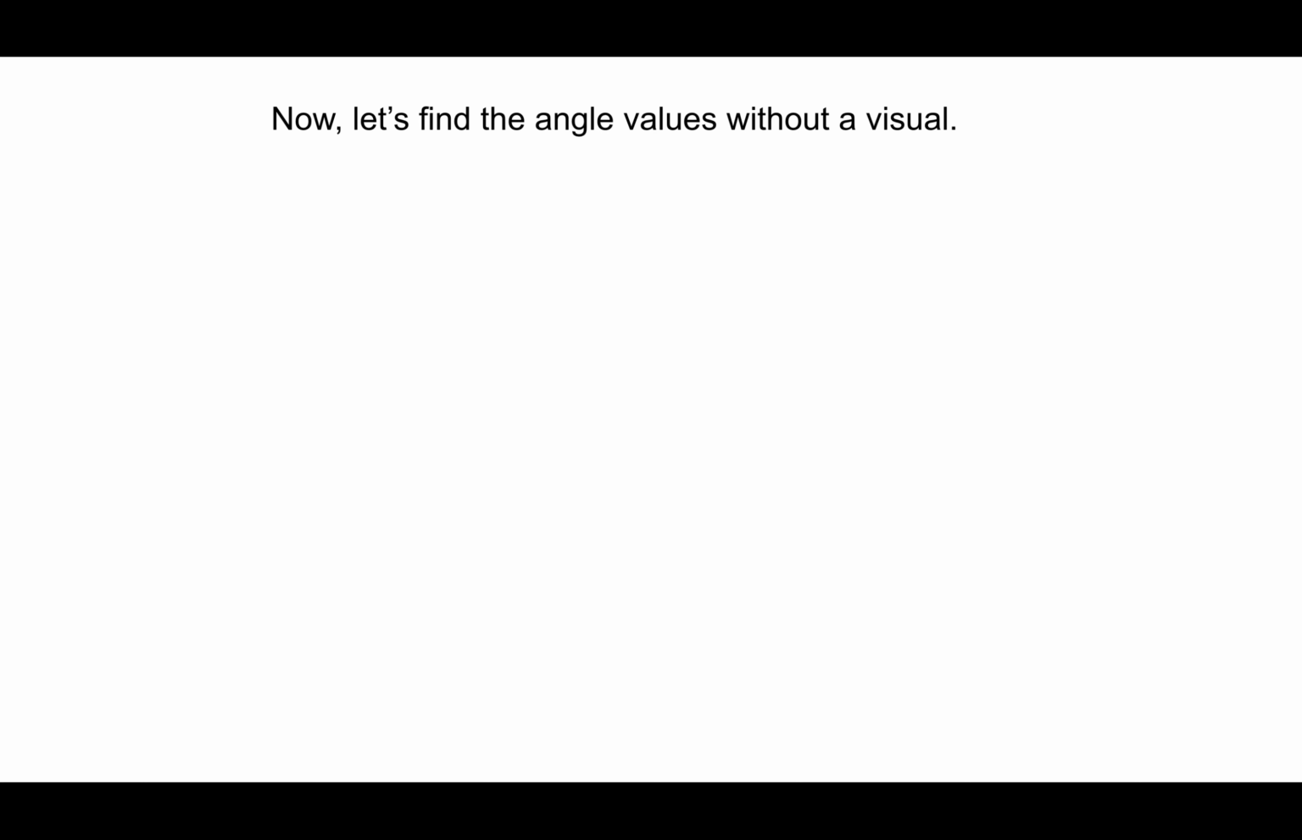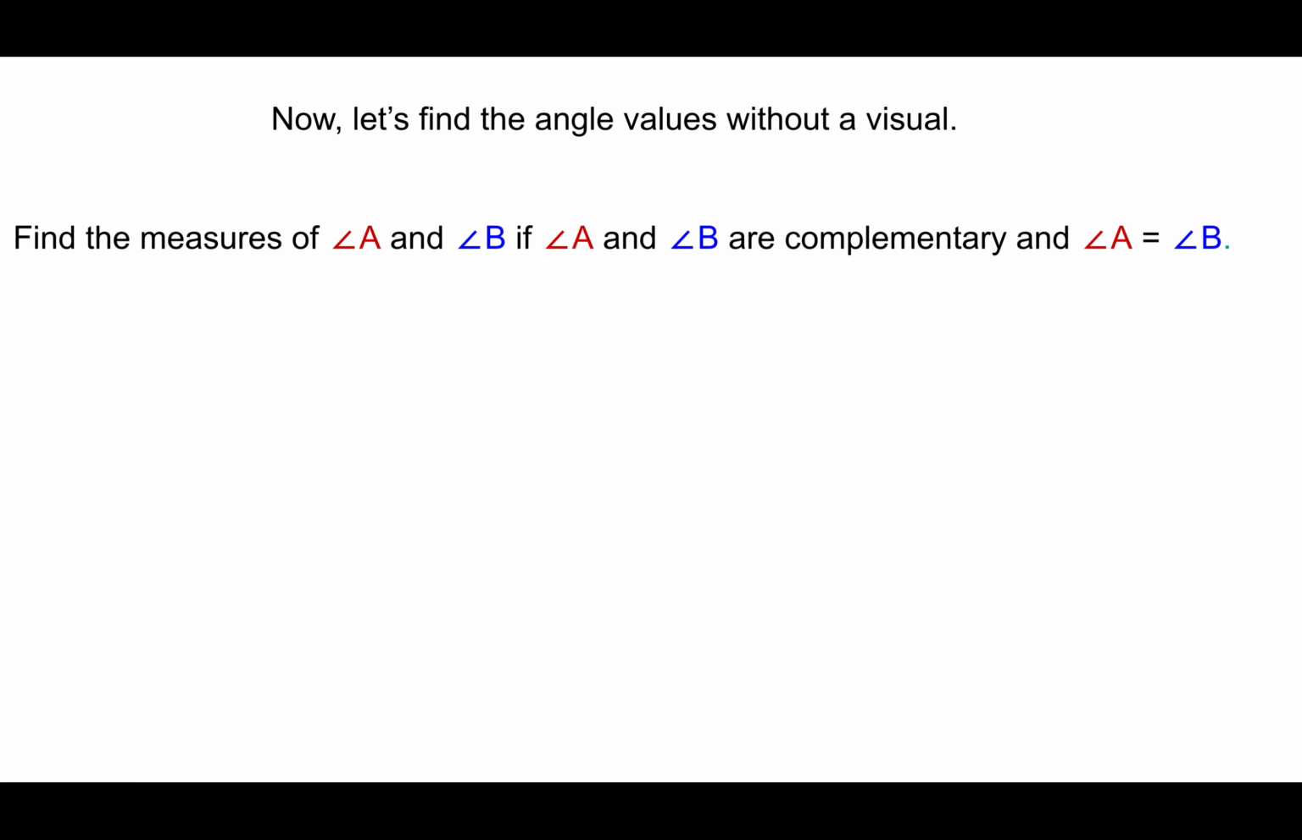Now let's try to find the angle values, but this time we're not going to use a visual. We're going to find the measures of angle A and angle B. Angle A and angle B are complementary, and angle A equals angle B. Oh, that's a lot of information. Let's see if we can break it down.